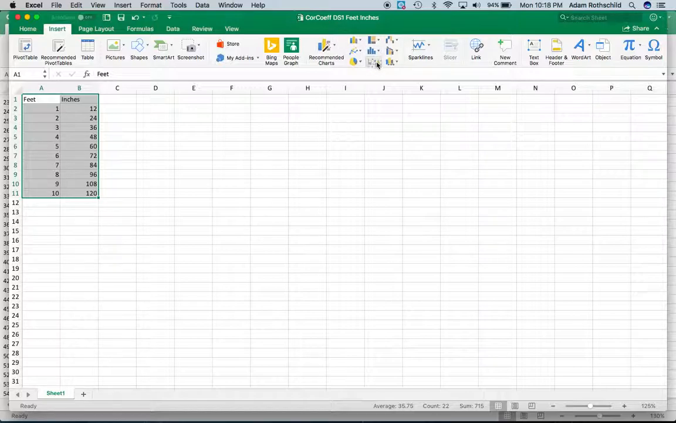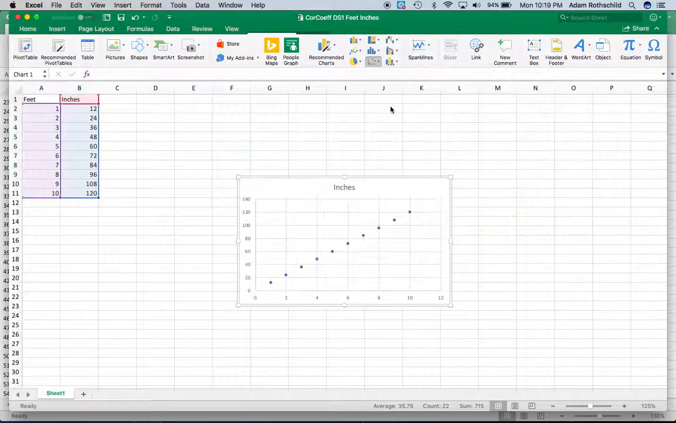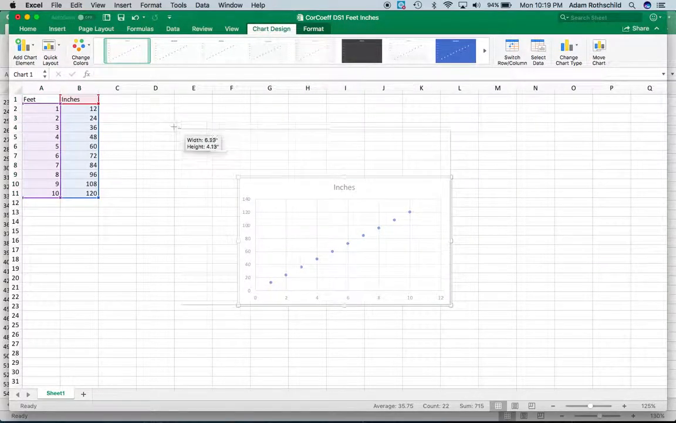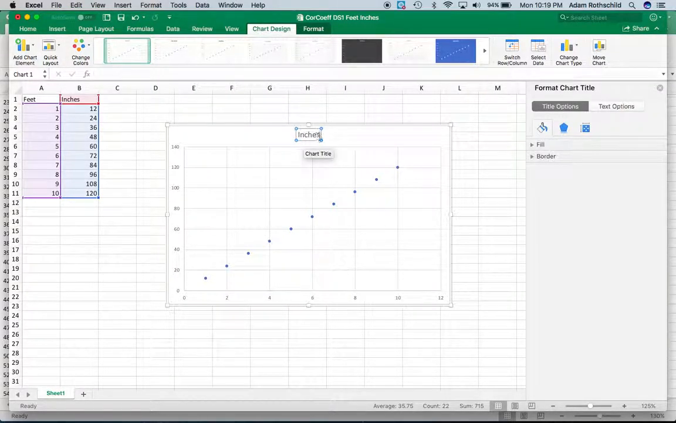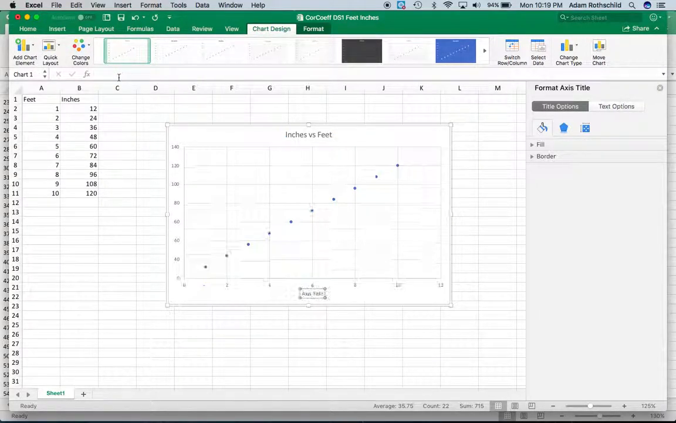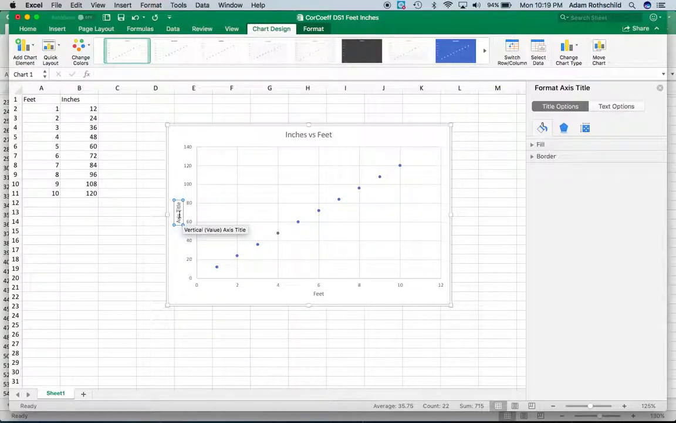So this dot here is a scatter plot. You can see it says XY scatter, and make that choice there. Let's make this a little bit bigger. And we'll throw in a title here, inches versus feet. We'll do an axis title here. That horizontal axis is the number of feet, and the vertical axis is the number of inches.